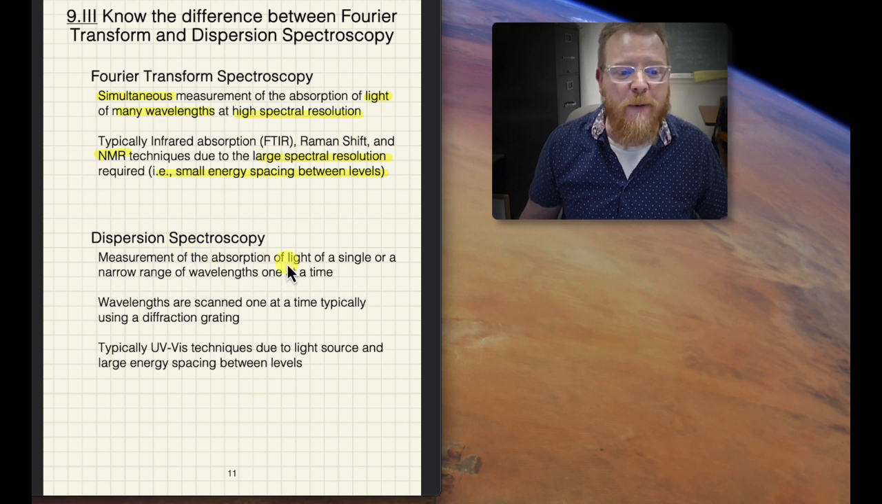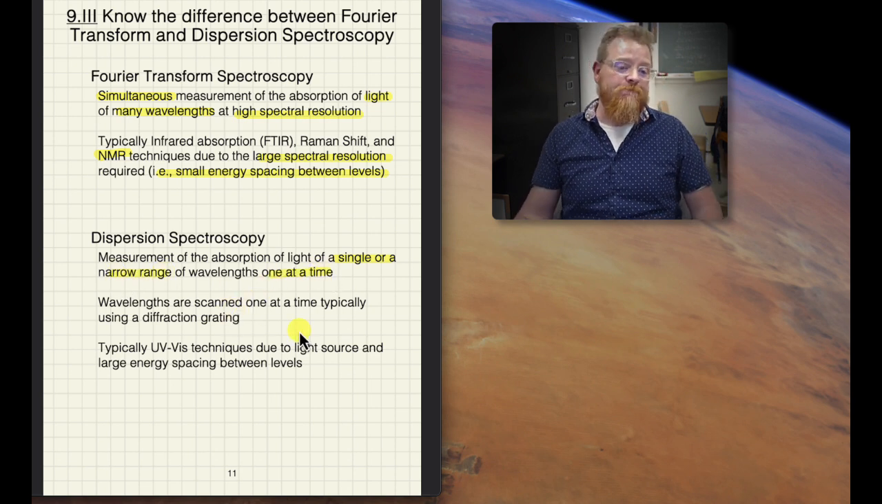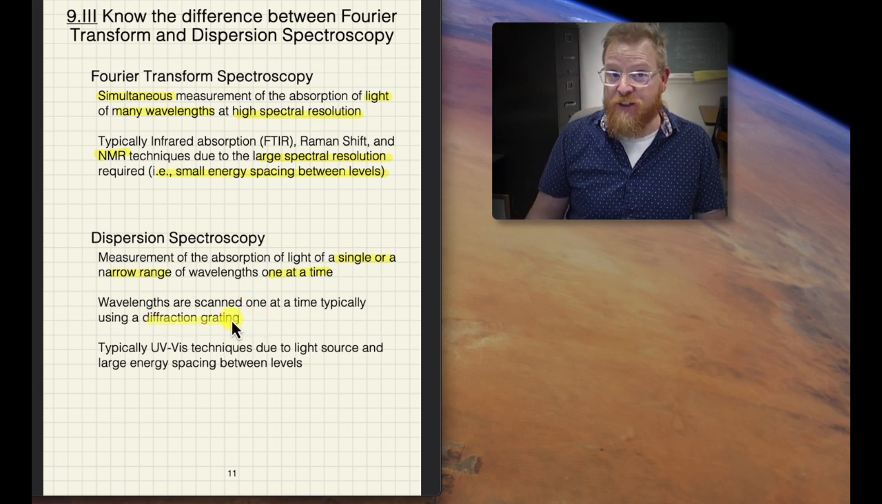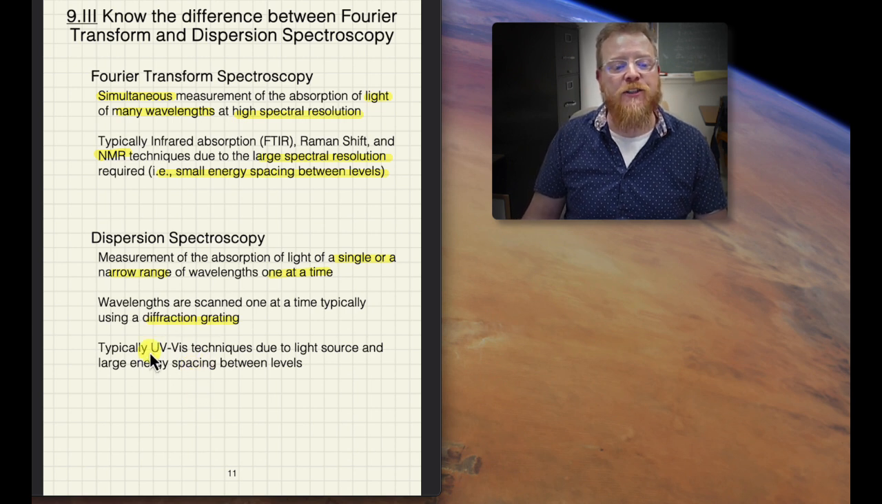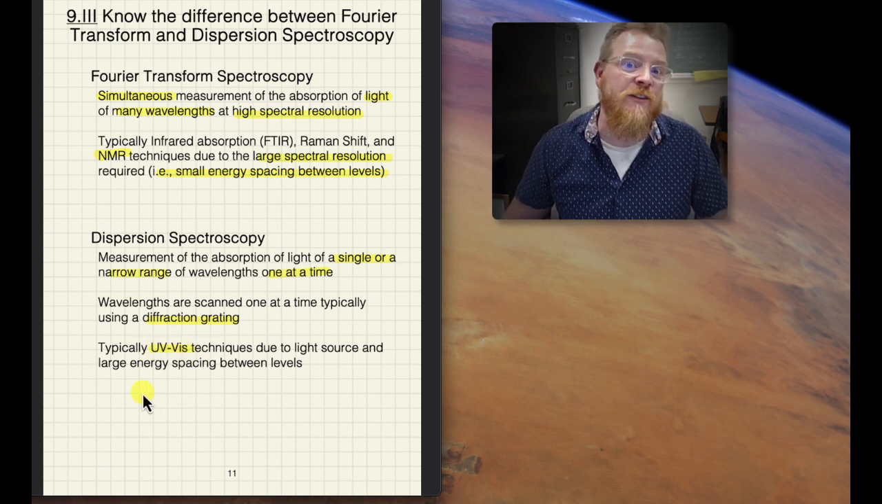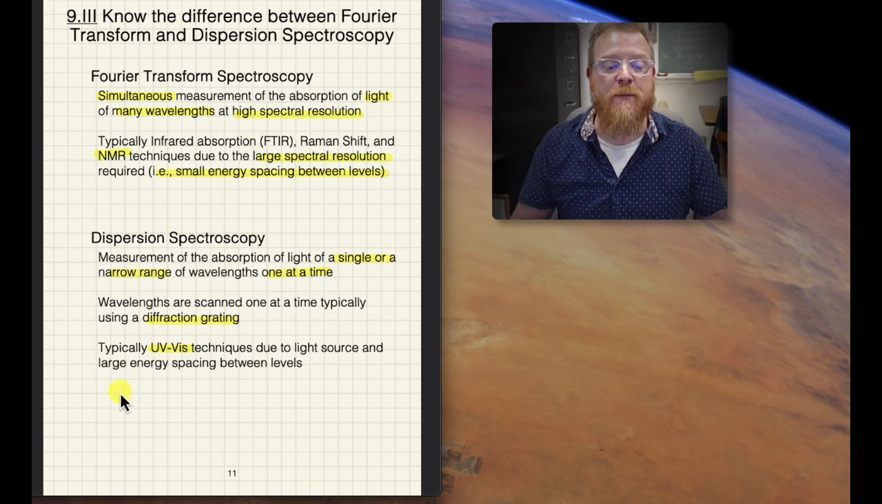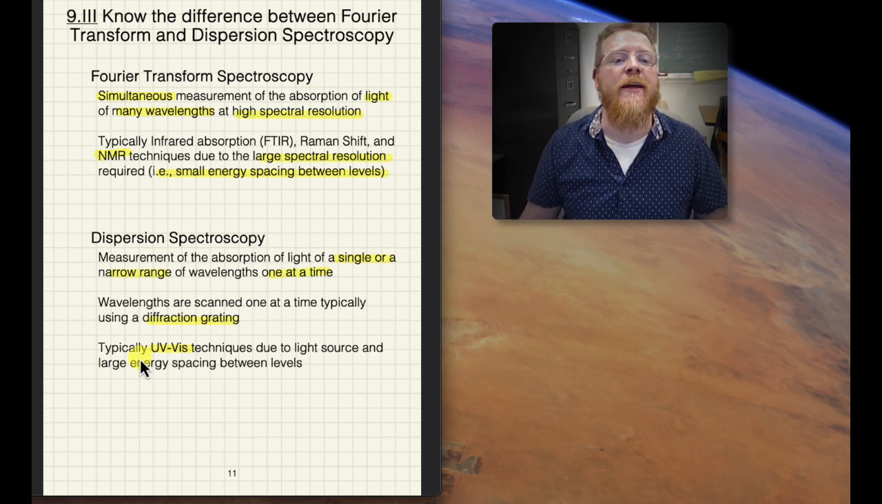Dispersion spectroscopy is the measurement of the absorption of light of a single or narrow range of wavelengths, one at a time. So wavelengths are typically scanned using a diffraction grating, like we just talked about in the previous video. Generally, dispersion techniques are UV-vis or even some X-ray spectroscopy due to the large spacing between energy levels and the not as strict requirement to have high spectral resolution.